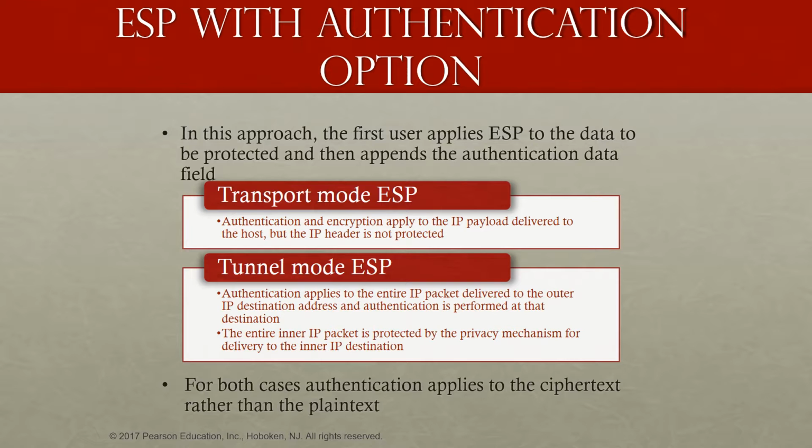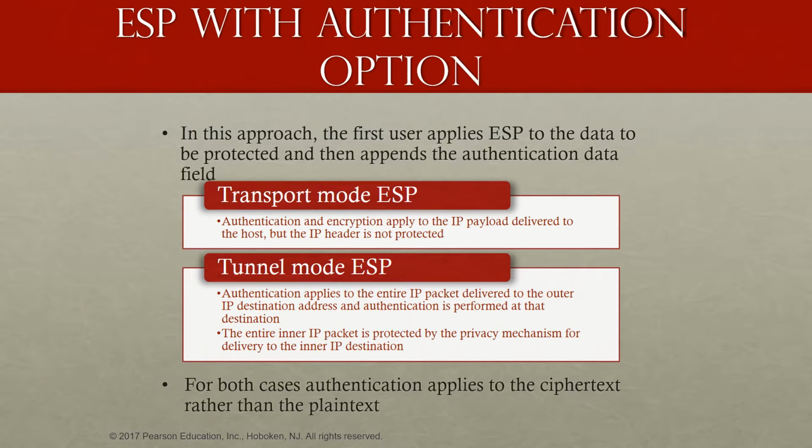One approach is illustrated in the figure. In this approach, the user first applies ESP to the data to be protected and then appends the authentication data field. There are actually two subcases. Transport mode ESP. Authentication and encryption apply to the IP payload delivered to the host, but the IP header is not protected.